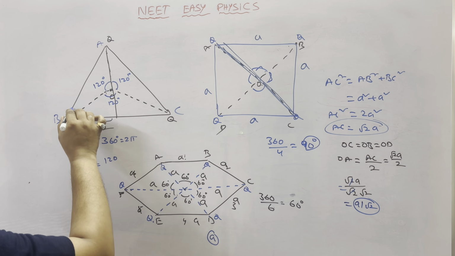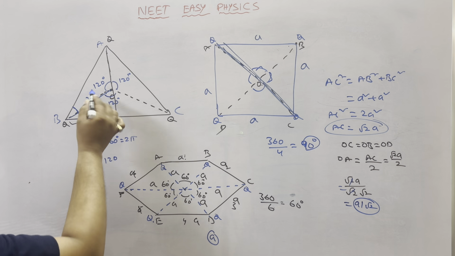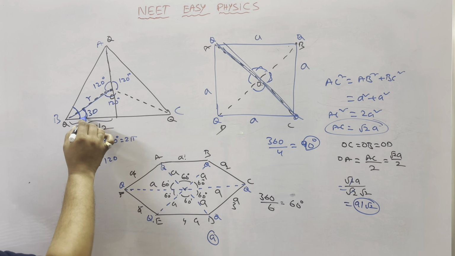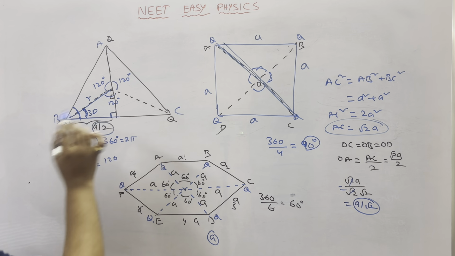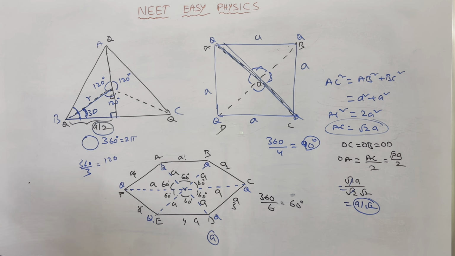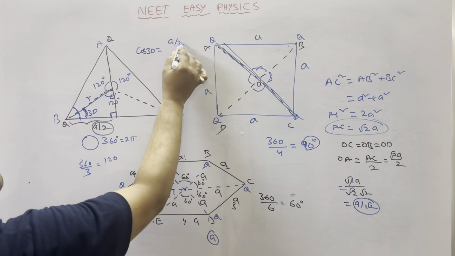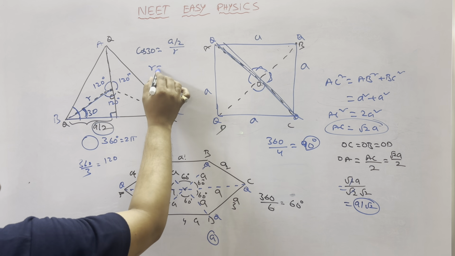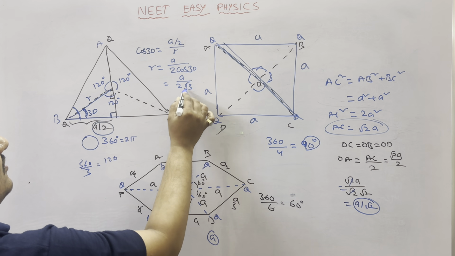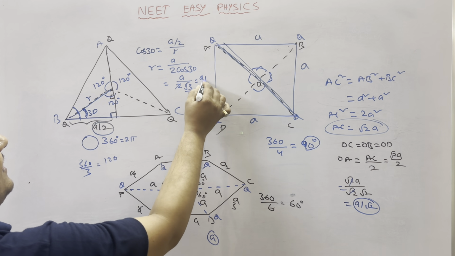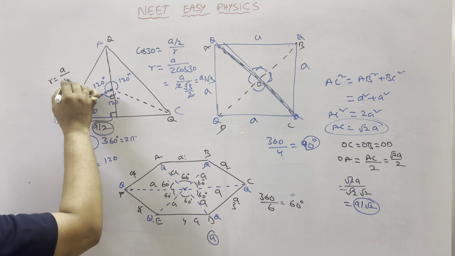So this total angle is going to be 60 degrees. It is going to intersect at half, 30 degrees. We want this smaller one. For this 30 degrees, this a by 2 is the adjacent side and this r is the hypotenuse. Correct? Therefore, cos 30 is adjacent side by hypotenuse. We want r, so a by 2 cos 30. What is the cos 30 value? Root 3 by 2. Therefore, small r is going to be a by root 3. From center to corner, the small r is a by root 3.